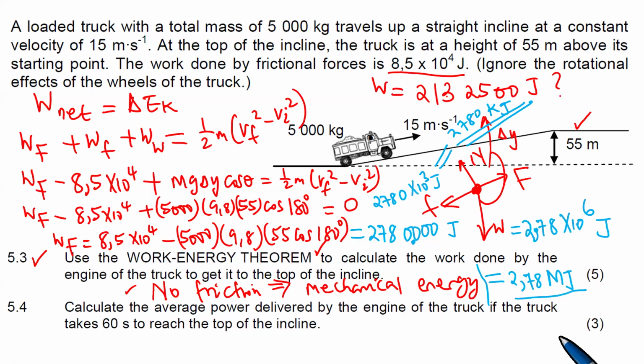Okay, then let's look at 5.4. 5.4 says: calculate the average power delivered by the engine of the truck if the truck takes 60 seconds to reach the top of the incline.